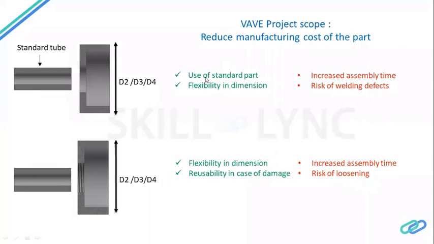In the welding option, as I said, you can use a standard tube. So you can use a standard part. And now you also have flexibility in the dimension. So in this part, it can be D1, D2, D3, D4, it can be anything. Then you're not dependent on dimension. You can just make this part separately and join this part together.